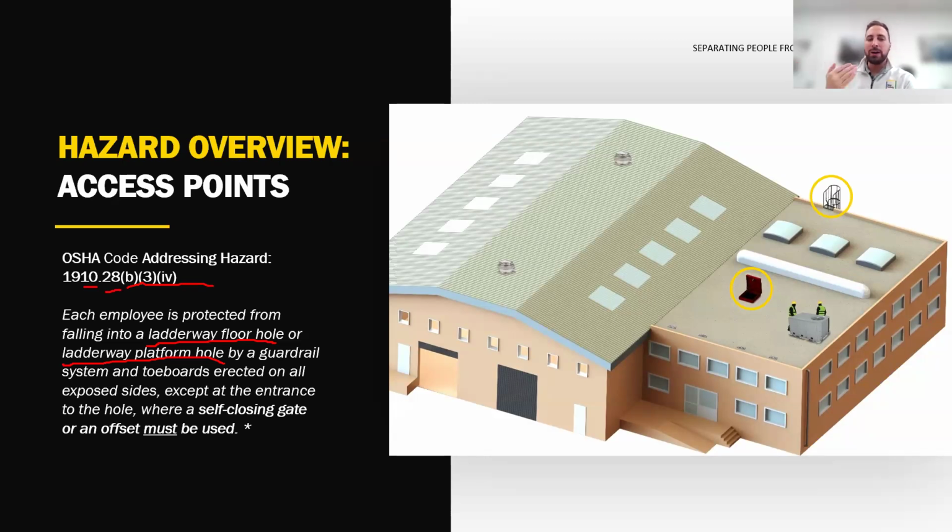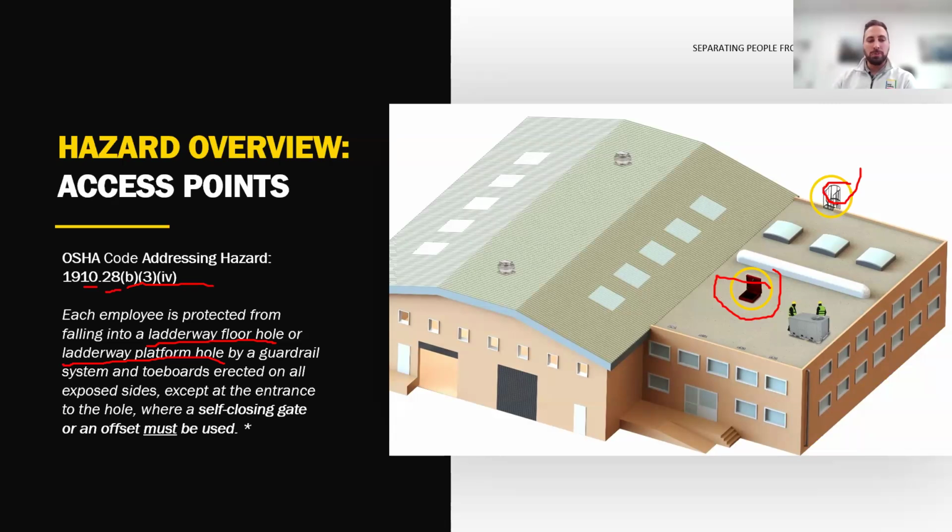Well, a ladderway floor hole, in this instance, the roof is our walking working surface. So we're standing on it. So the roof is the floor, and the ladder is coming up through a hole in the floor. So you and I would refer to this as a roof hatch. So it says that each employee must be protected from falling into a roof hatch or a ladderway platform hole. In this instance, the roof is a platform that I'm stepping onto and off of to get my work done. And the roof is a platform, right? And so we would call that a fixed ladder on the side of the building.